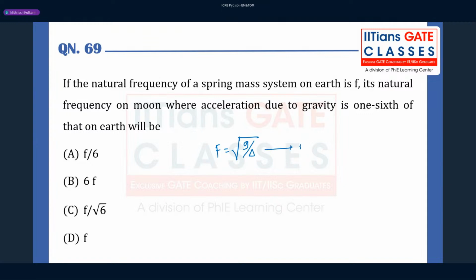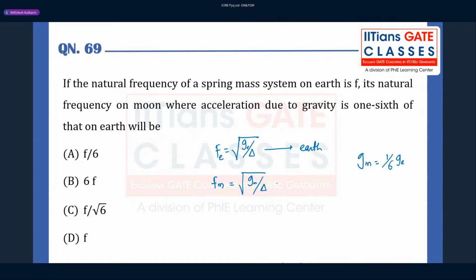So let's imagine this is the frequency on the Earth, Fe, let's call it. Now, the frequency on the moon, Fm, will be, we know that, this has to be, now let's call it Ge, E stands for Earth, and now for moon, Gm by delta. However, G moon they have given as acceleration due to gravity is 1/6 of that on Earth. So 1/6 of Ge.